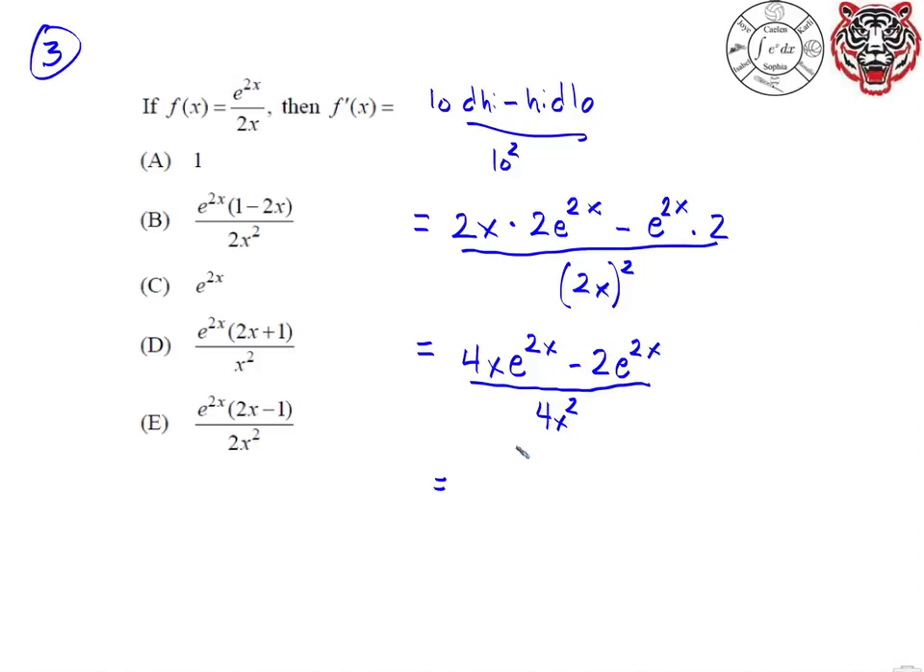The thing that happens here is I can factor out something in the numerator. Can you see what that is, Joy? Yep, you can factor out e, and you can factor out 2. So you can factor out 2e to the 2x. And what's left in here is 2x minus 1. And this is all divided by 2 times 2x squared. I factored out the 2 here just to see that these 2's would cancel out, and you're left with e to the power of 2x times 2x minus 1 divided by 2x squared. And that's B.